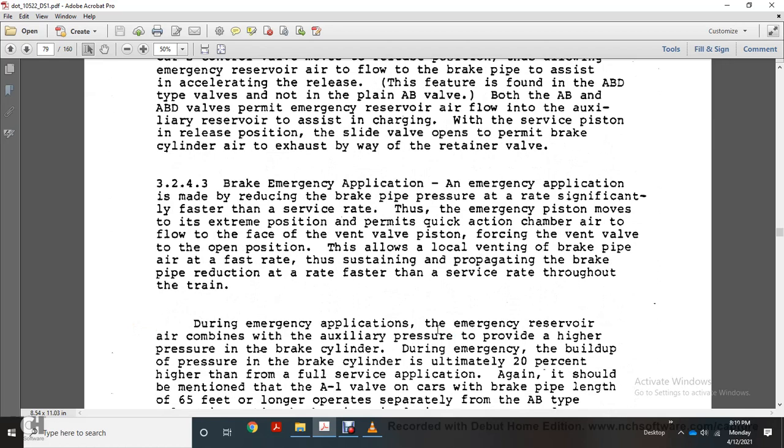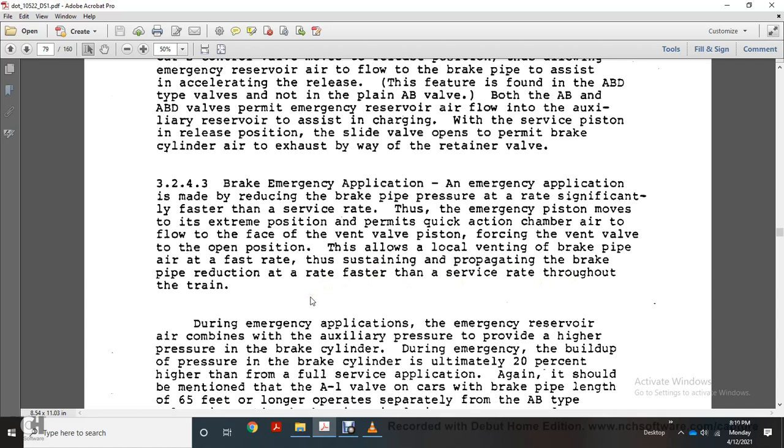3.2.4.3 Brake emergency application. The emergency application is made by reducing brake pipe pressure at a rate significantly faster than service rate. The emergency piston moves to the extreme position, permitting quick action chamber air to flow to the face of the vent piston, forcing the vent valve to open. This allows local venting of the brake pipe air at a fast rate, thus sustaining the propagation of the brake pipe reduction at a rate faster than the service rate throughout the train.